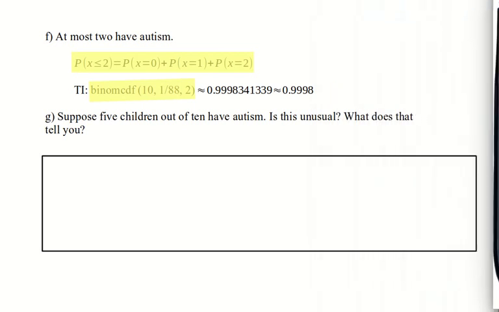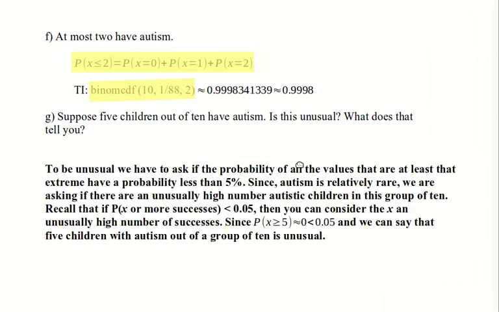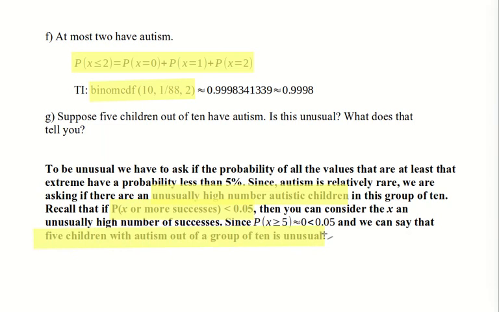The next question says, suppose that you find 5 out of 10 children have autism. Is this unusual? And again, we're basically saying that this looks like an unusually high number of autistic children in this group. So therefore, we're going to ask the question, if the probability of X or more successes is less than 5%, then we can consider X to be an unusually high number of successes. And remember, we've already calculated that, and we decided that it was vanishingly small, certainly less than 5%. So we can indeed say that if the group is randomly selected, 5 children with autism is unusual.